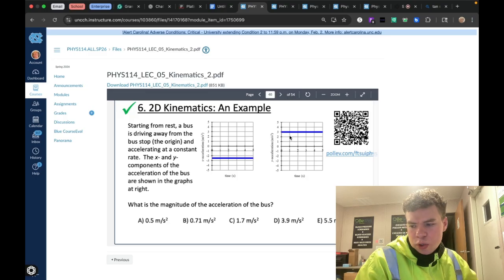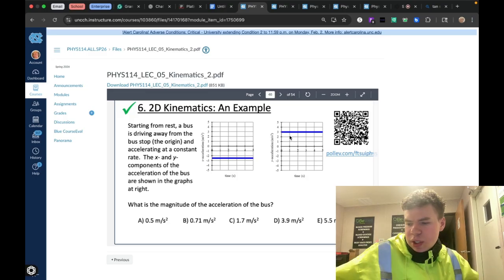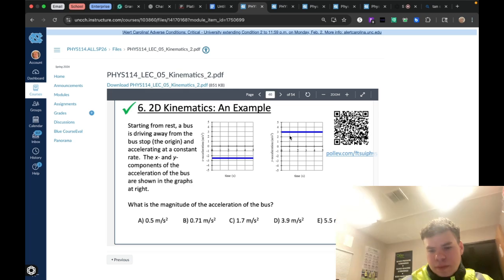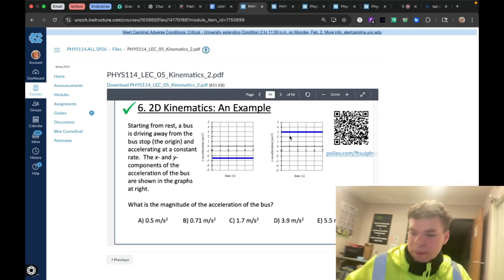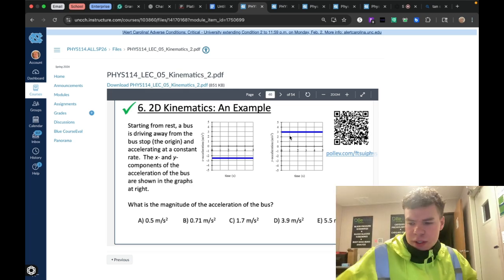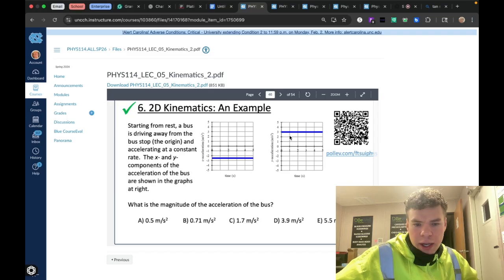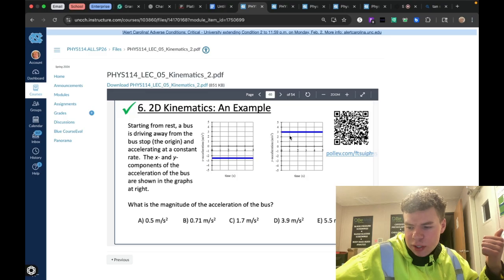So what is the magnitude of the acceleration of the bus? This is basically just doing trigonometry, right? Literally just creating a little triangle here, and then we're solving for the total acceleration. It would be a triangle with length negative 2.5 and then positive 3. And then we're looking for a displacement in the middle.